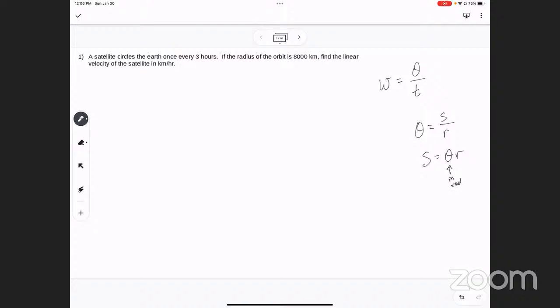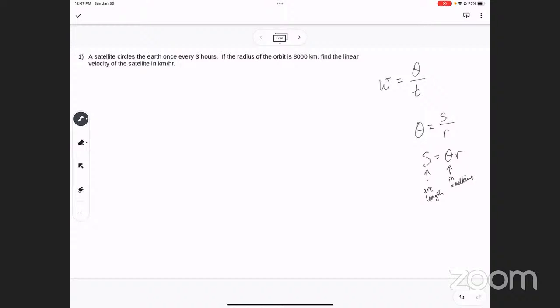Yeah. I'm just writing out all the different formulas we might need. So this is the arc length. Okay. Yeah. So theta is the change in angular rotation, right? Just putting all those here so that we can see which ones we need to use.